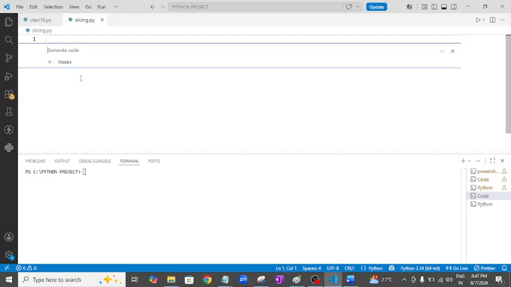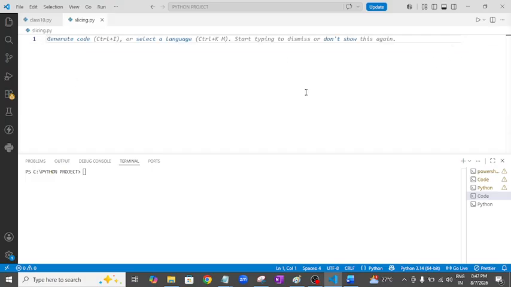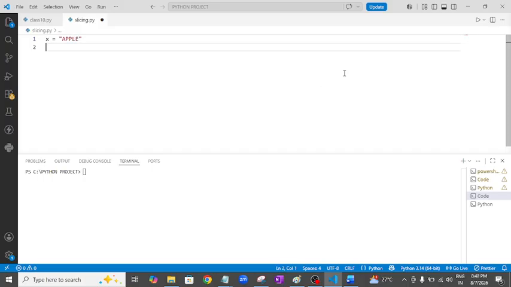Let us go into the code, because we don't talk, we believe in working. X equals to apple. Sir, let us now go with the splitting.